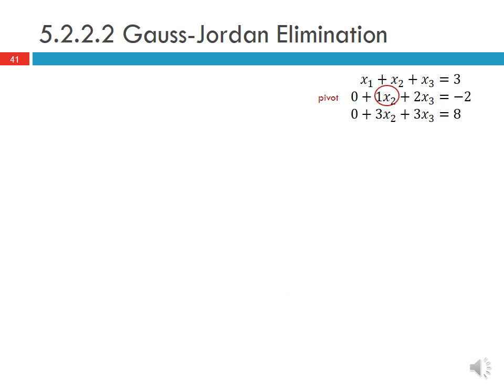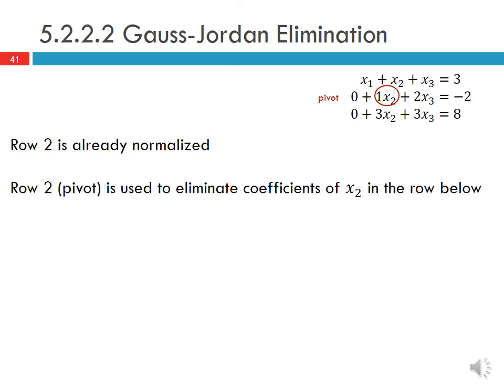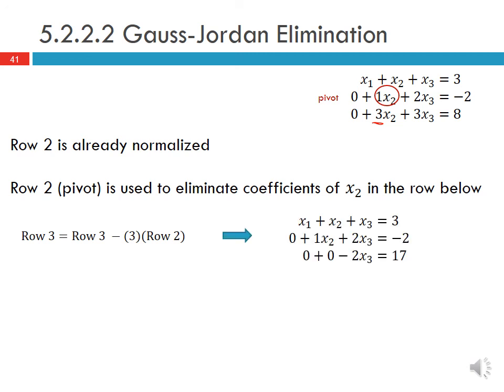Now we move our pivot to the second row, so our pivot element is in position 2,2. Row 2 is already normalized, so we don't need to go through that procedure, but basically you would do the same thing: if the coefficient was not 1, you would divide the whole row by the coefficient of x2. In this case, we can move on. Row 2, the pivot, is then used to eliminate the coefficients of x2 in the row below. So we want to get rid of this 3 here, so we say row 3 is equal to row 3 minus 3 times row 2. That gives the set of equations shown here, and you can see we've gotten rid of our 3.